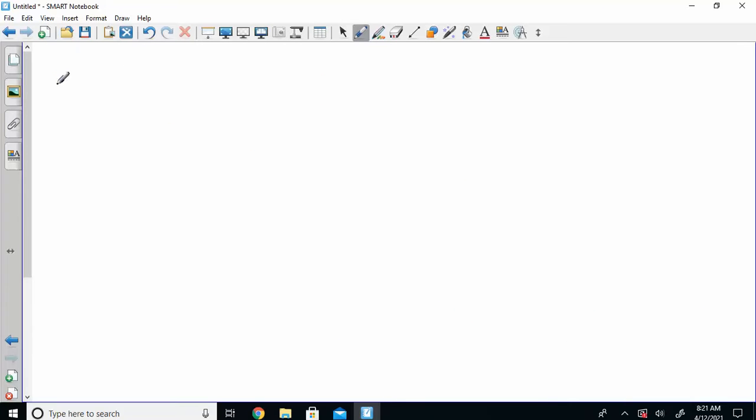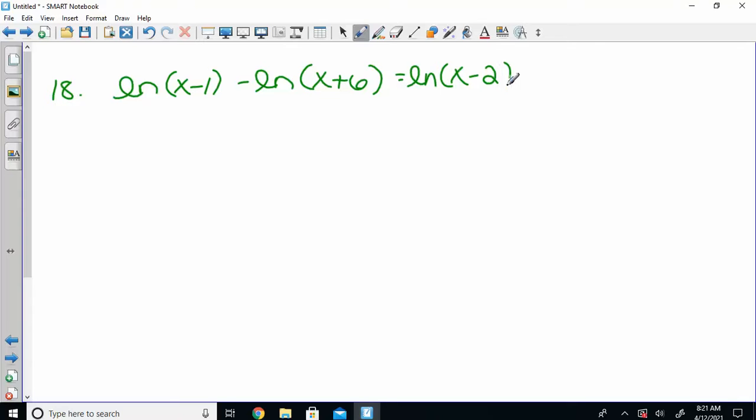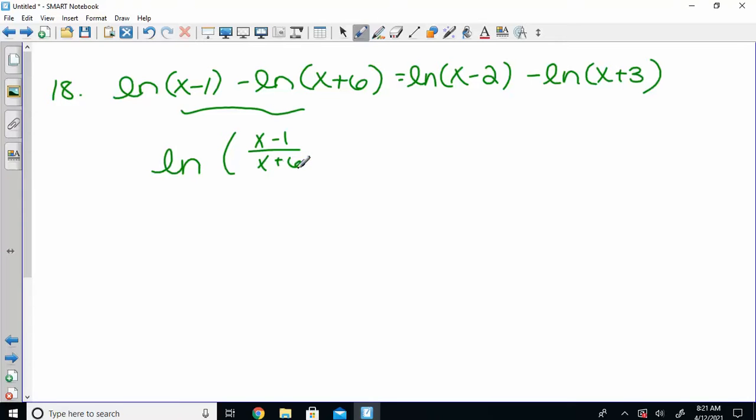Number 18. So can I just go through and drop all 4 of those natural logs? No, we have to combine first. If these logs are subtracted, how do you put them together? So that's x minus 1 over x plus 6. Same thing over here, x minus 2 over x plus 3. Then you can drop the log on each side.